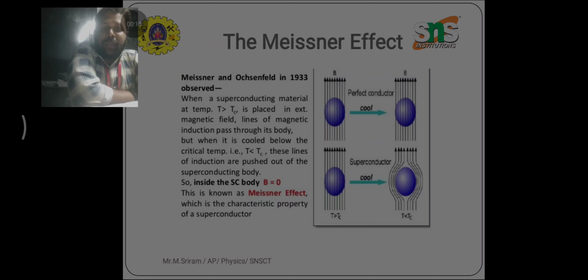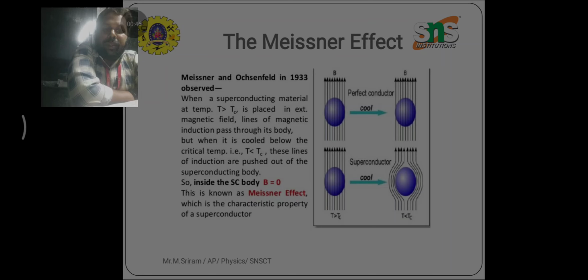When a superconducting material is placed in a uniform weak magnetic field and is cooled below the transition temperature, the magnetic flux lines inside the material are completely expelled from the material. This effect is called the Meissner effect. From the Meissner effect, one can conclude that the superconductor is a perfect diamagnetic material. This effect is reversible.